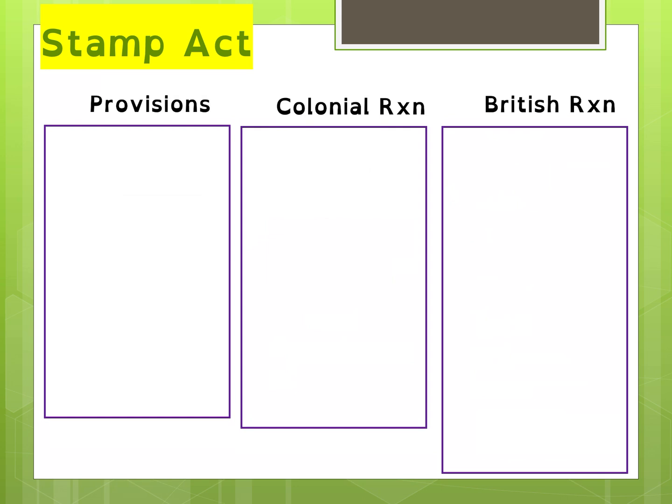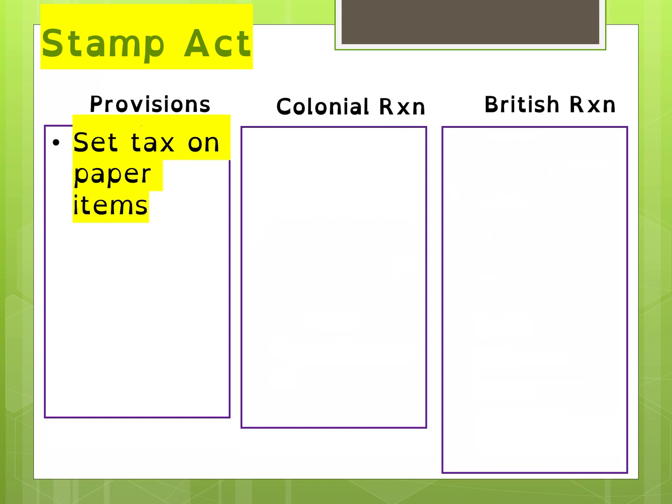In 1765, the British government decides that the Sugar Act isn't working because of smuggling and boycotts. So the colonists are actually winning at this point. So in 1765, a year after the Sugar Act, the British passed what's called the Stamp Act.